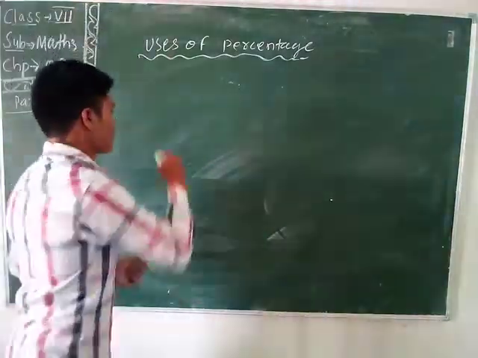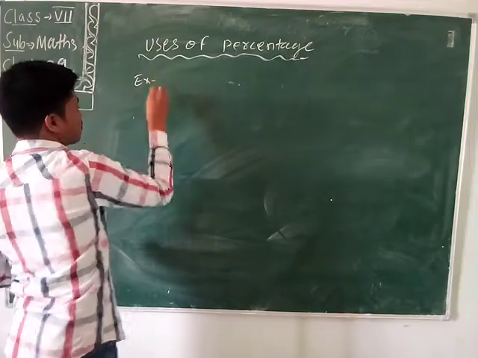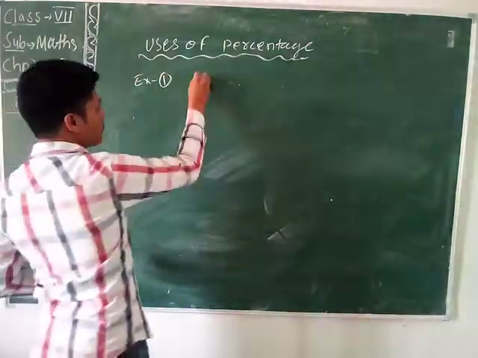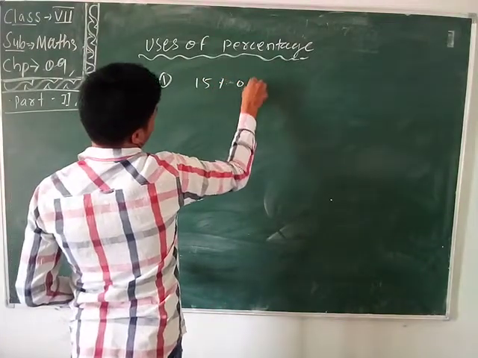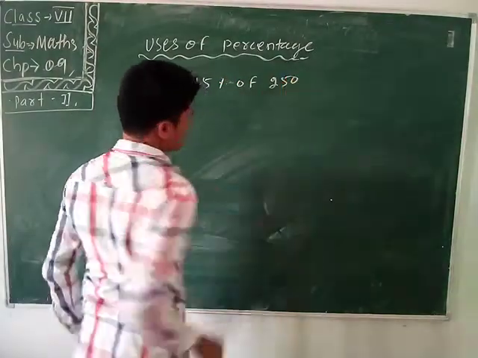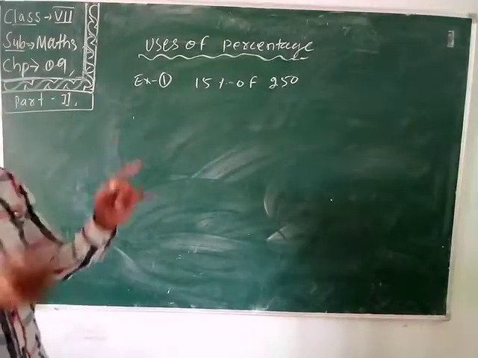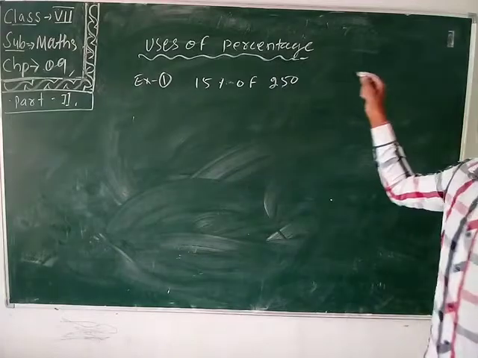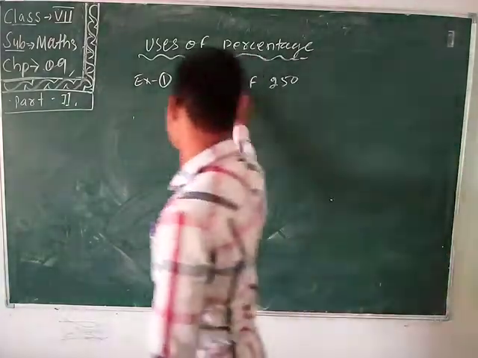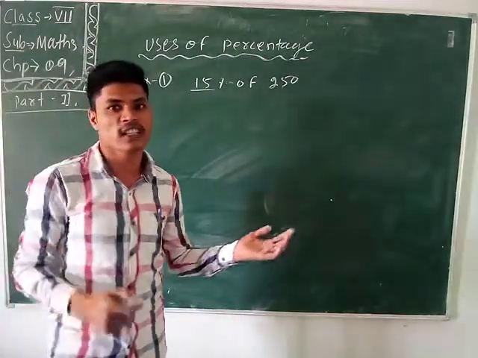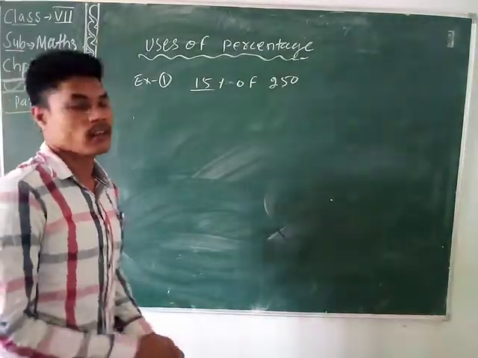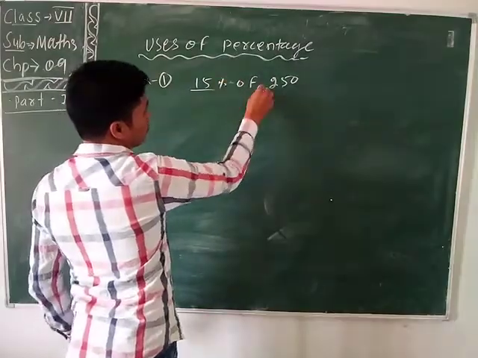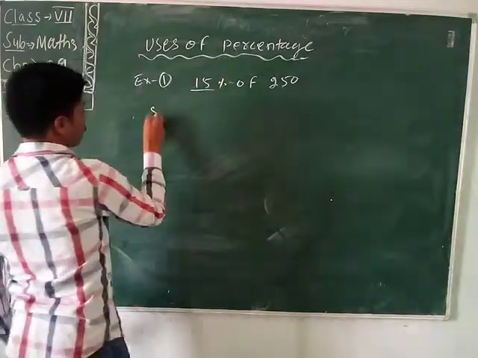First, example 1. We take a question like 15% of 250. You see boards in front of shops and malls saying 10% discount, 50% discount. That is the percentage. If you know the uses of percentage, then you can easily get that amount. Okay, so how do we find 15% of 250? Solution.